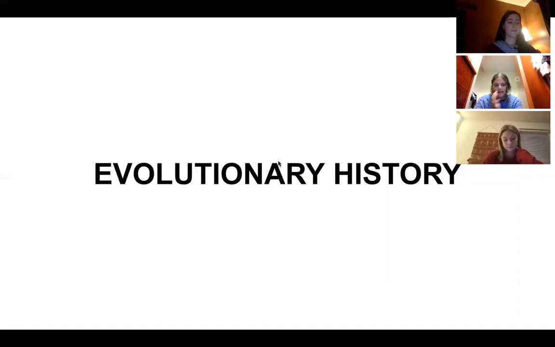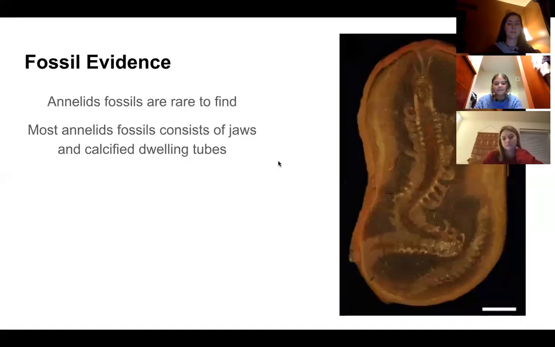Evolutionary history of annelids. Fossil evidence: annelid fossils are rare to find, mainly because annelids are soft tissue and most fossils are of hard matter, which annelids are not. When annelids are found, they mostly consist of jaws and calcified dwelling tubes. In the photo, this is under the circumstances where everything fit just right and you can actually see what an annelid would look like in fossil format. Some of the earliest annelid fossils are found in Canada, dating back 505 million years.